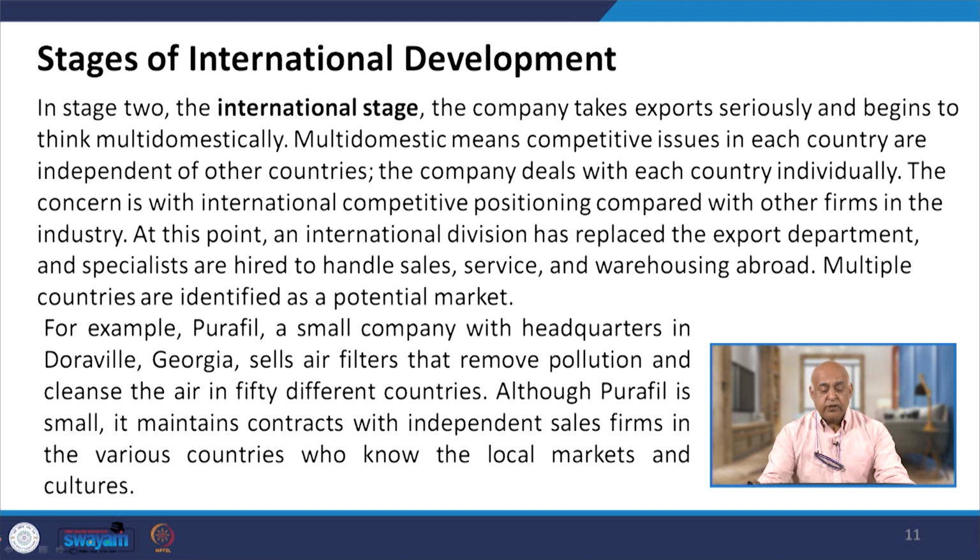In stage 2, the international stage, the company takes exporting seriously and begins to think multi-domestically. Multi-domestic means competitive issues in each country are independent of the other countries. The company deals with each country individually. The concern is with international competitive positioning compared with other firms in the industry. At this point, the international division has replaced the export department and specialists are hired to handle sales, service and warehousing abroad. Multiple countries are identified as potential markets.